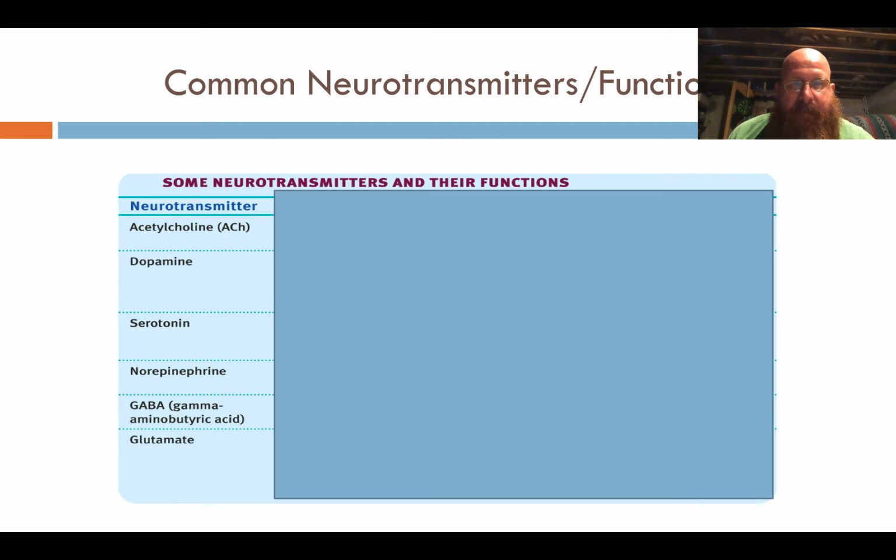So, go ahead and take some time right now, pause this, and go back through and take a look at these. What does acetylcholine do, and what happens when it's out of balance? Same thing with dopamine, serotonin, norepinephrine, GABA, and glutamate. I'm not going to pause my talking because you can hit the pause button yourself and go through this. This is a good way to do a quick study session while you're watching.